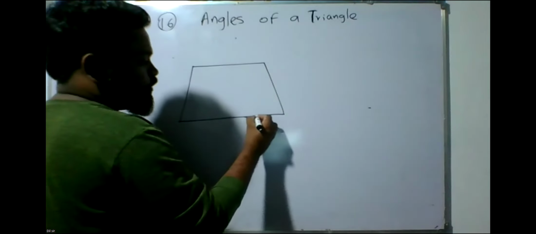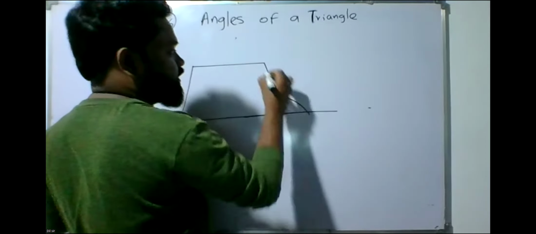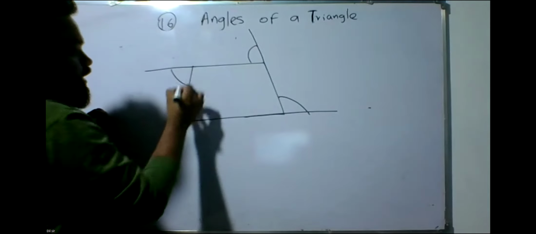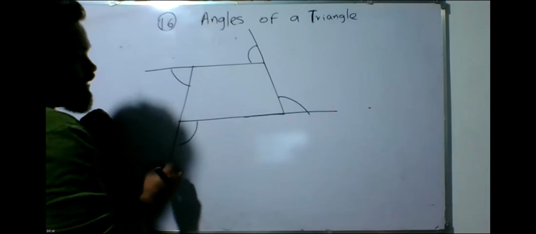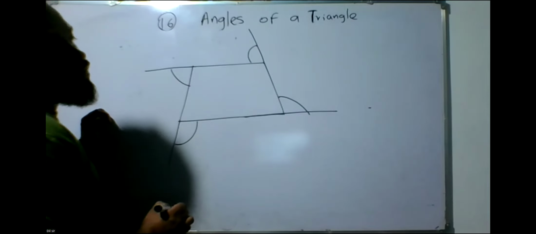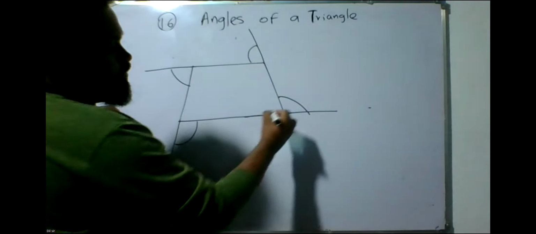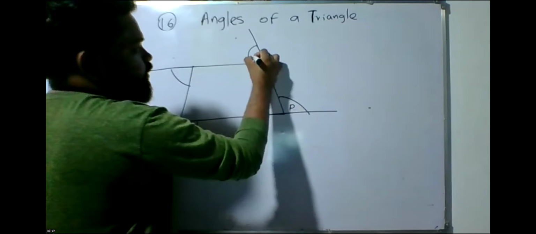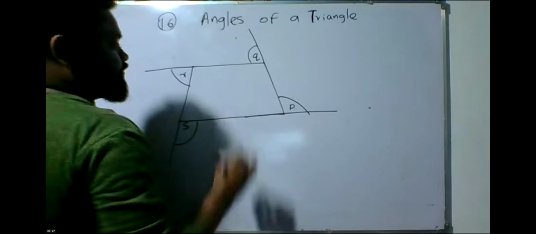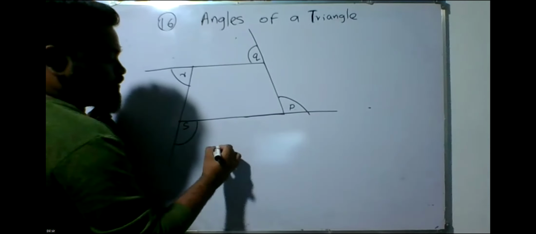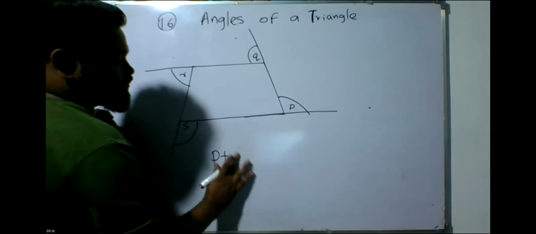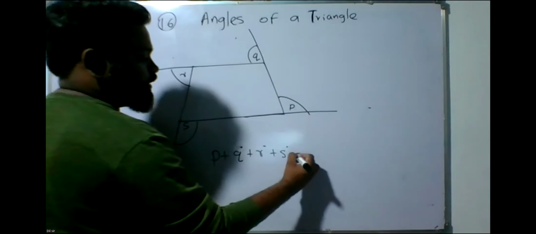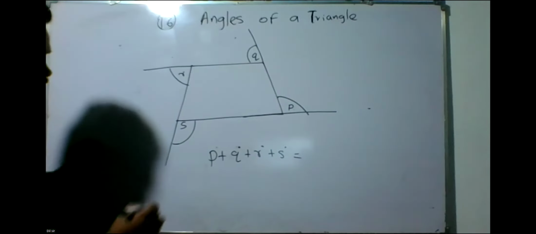Look, son, I place a ruler on this side and produce it. One exterior angle. Then this one I produce using a ruler. This one also is an exterior angle. This one also is an exterior angle. Now four exterior angles are formed. We will take four letters for them. P, Q, R, S. P plus Q plus R plus S equals, what is the answer?